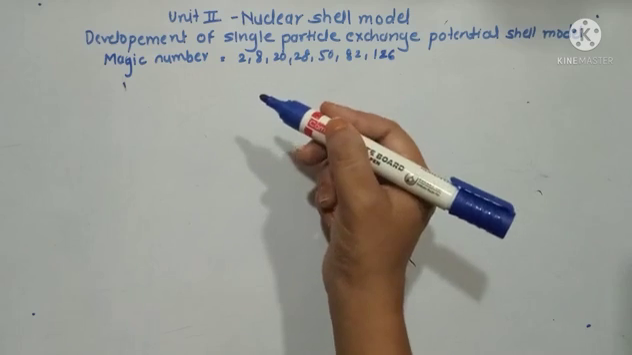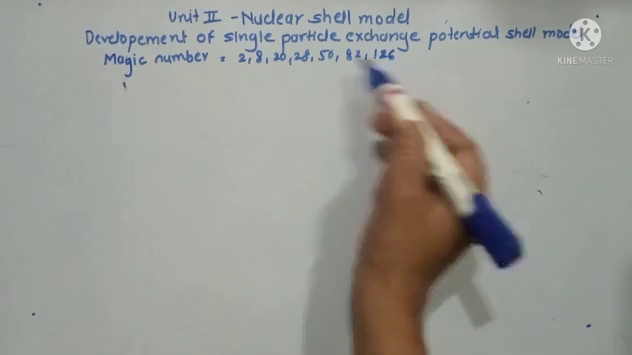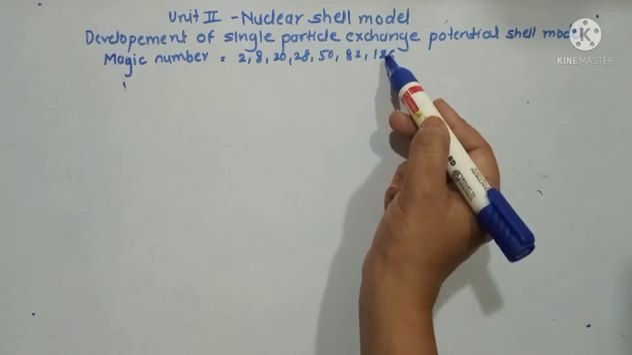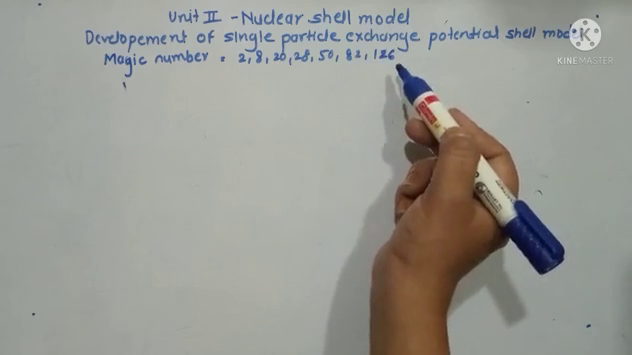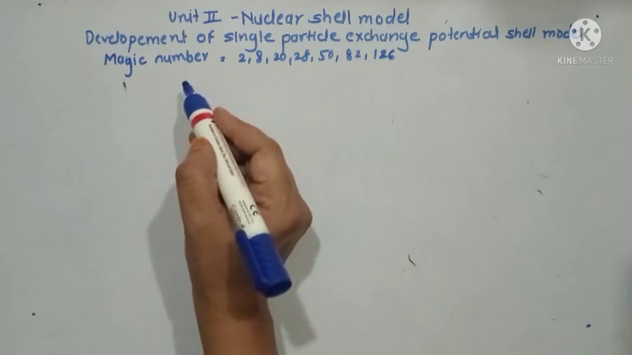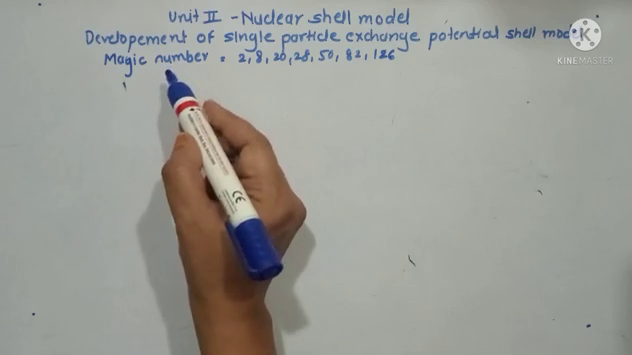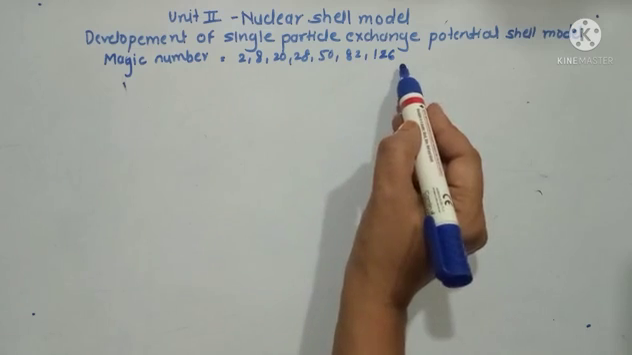So the nuclei having the nucleon numbers shown by these figures show different properties than their neighboring nuclei. Therefore these are called the magic numbers. And now scientists tried to find which potential would give these magic numbers.